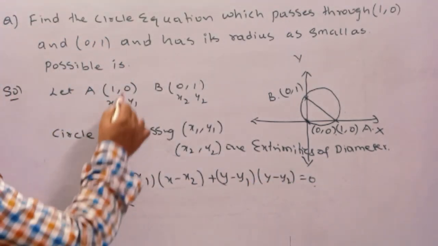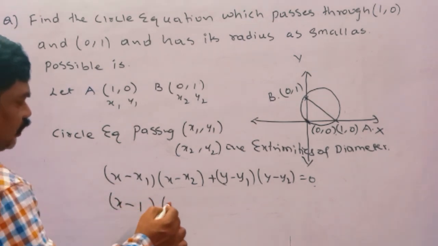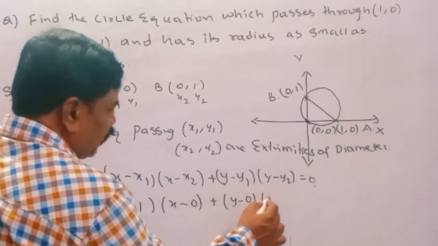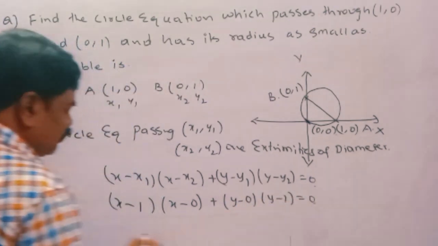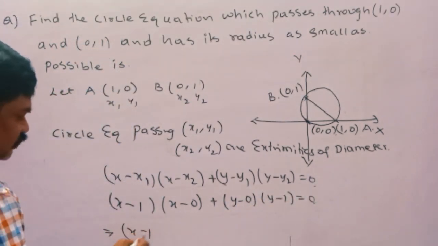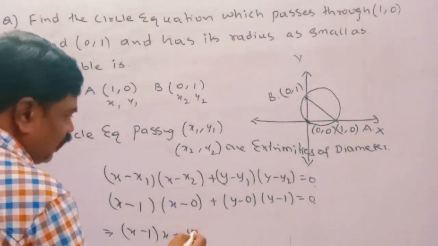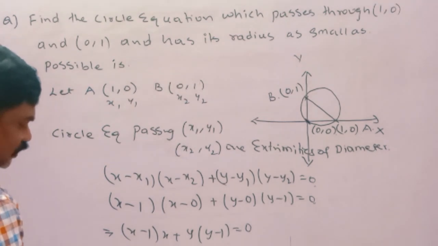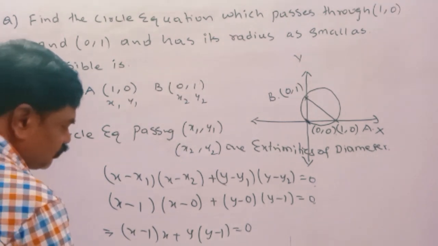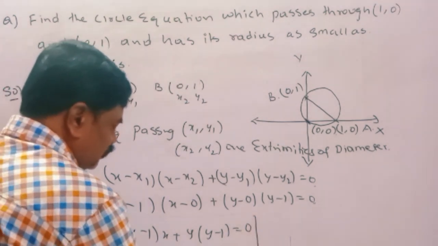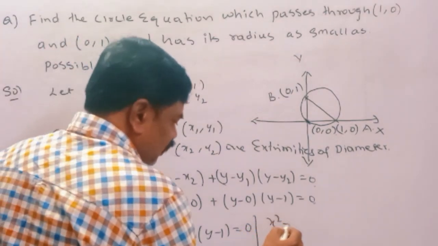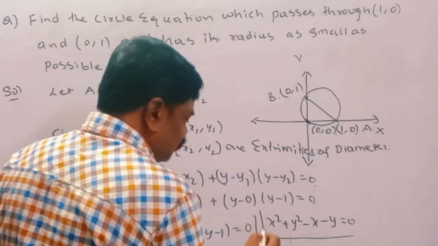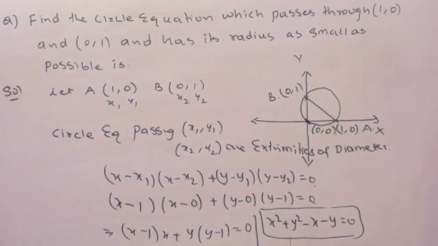What is x minus x1? 1 is x1 and x minus x2, 0 is x2, y minus 0 and y minus 1 equal to 0. Then (x minus 1) into x plus y into (y minus 1) equal to 0. Then x square minus x plus y square minus y equal to 0. Then the circle equation is x square plus y square minus x minus y equal to 0.